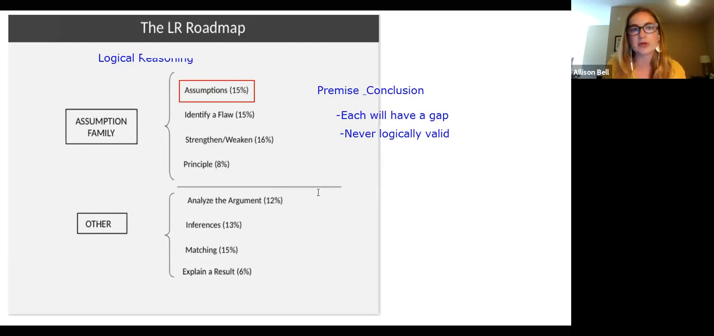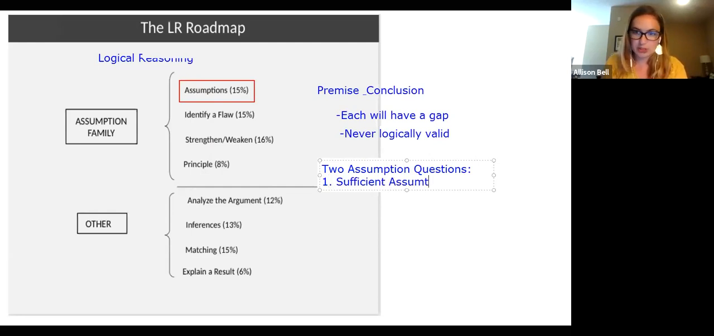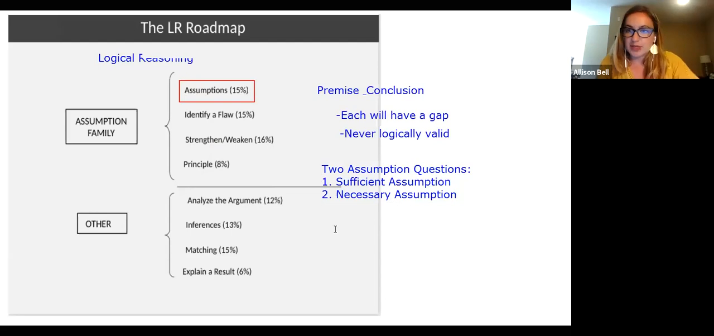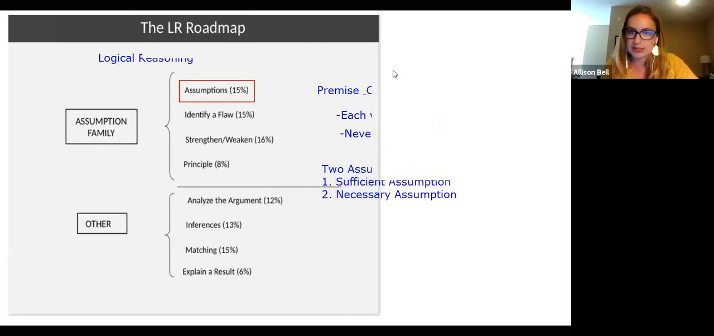The LSAT will ask you 2 different types of particular assumption questions, and those are the 2 that we mentioned before. They might ask you to find what's called a sufficient assumption, and they might ask you to find what's called a necessary assumption. The LSAT, as many of you are already figuring out, is a pretty tricky test. So they like to try to confuse people about the difference between these two types of assumptions. So that's what we're going to work on first in our lesson tonight: what are sufficient and necessary assumptions, and how do you tell the difference between them.